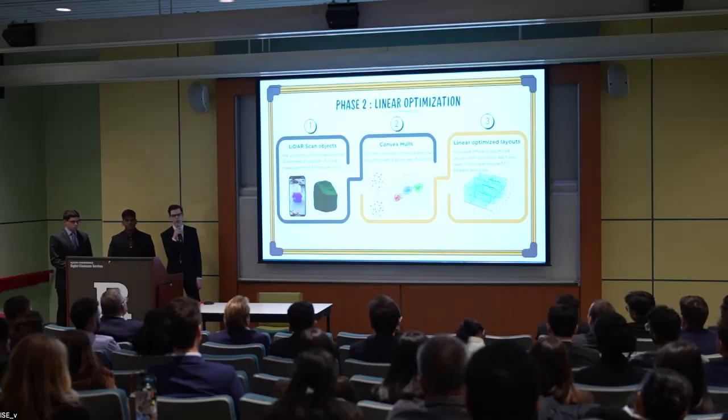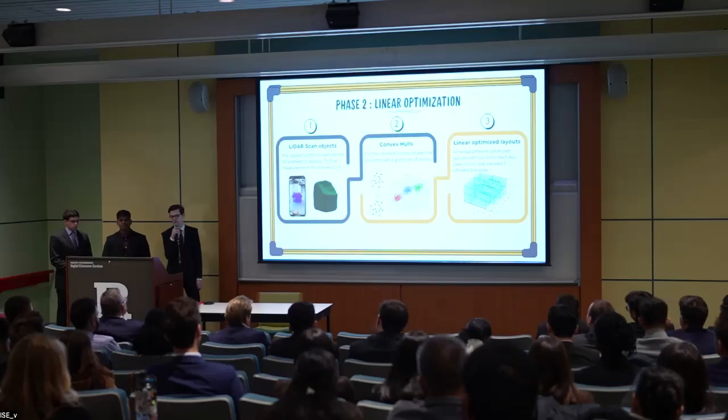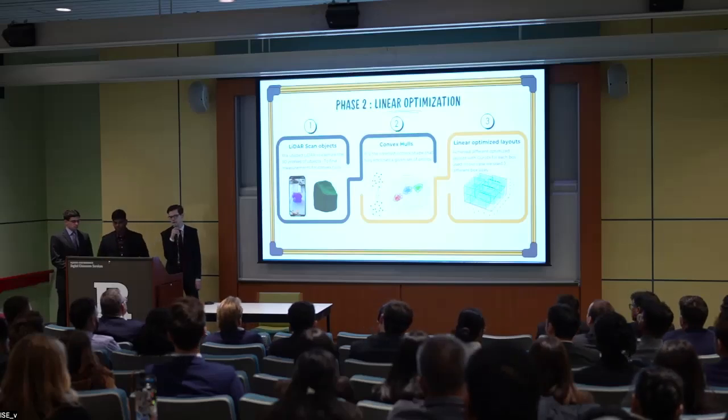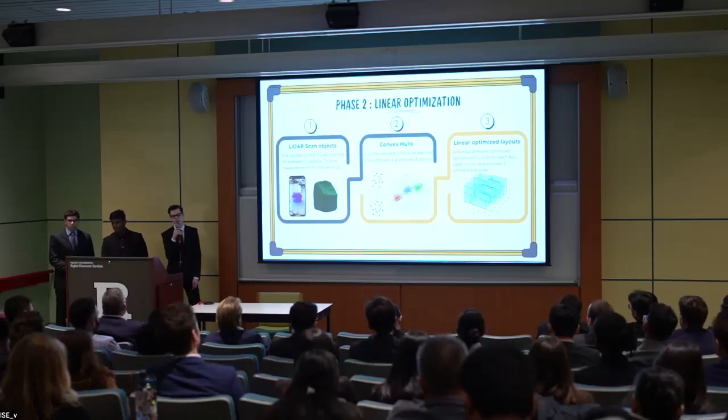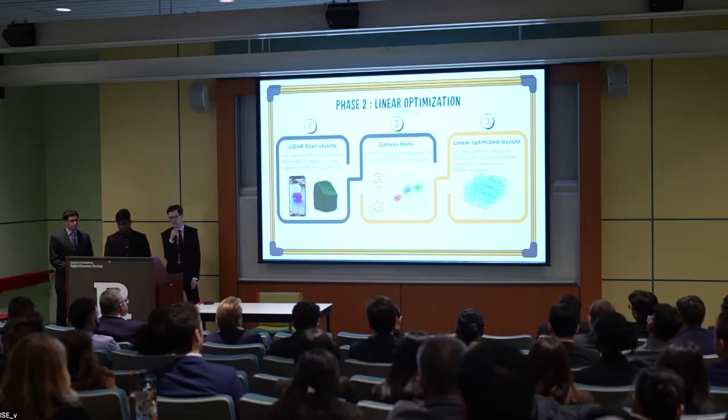In the LiDAR scans, we obtained the dimensions and the coordinates of these objects. Then we turned them into convex hulls, the smallest convex shape that fully encloses a set of given points. Then we integrated these convex hulls into our Groovy code, and our Groovy code gave us our optimal packaging layouts, as you can see in the last picture.